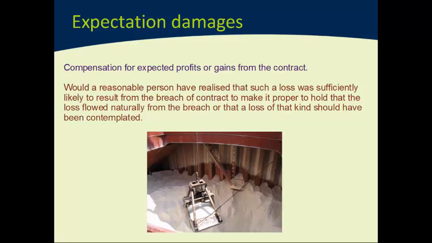Now, this was a case all about sugar, all about bulk transporting of sugar, which is why you can see, believe it or not, that picture on the slide there is what the inside of a bulk sugar ship looks like. Now, in this case, Zarnikov chartered Kufos' ship to carry a load of sugar. They were supposed to carry it to a specific market in the Middle East, and they didn't get there in time. In fact, they were delayed by 9 days.